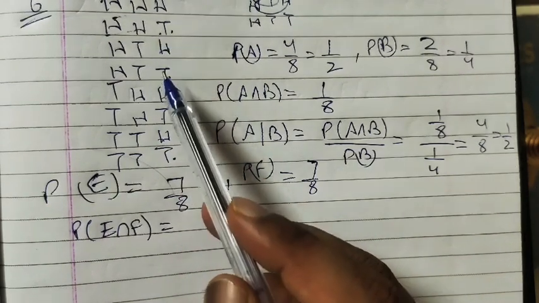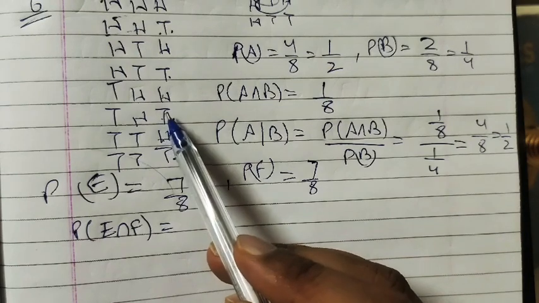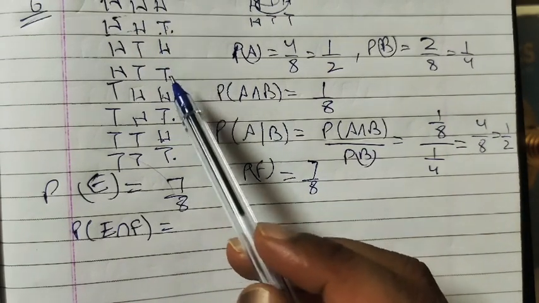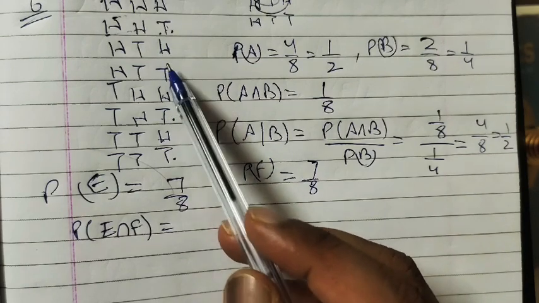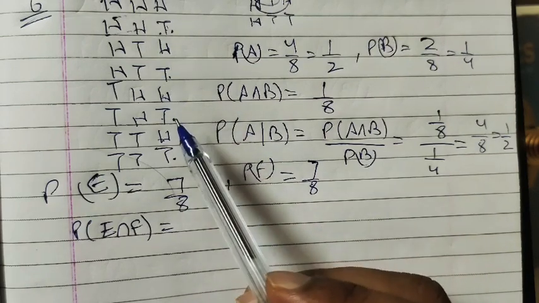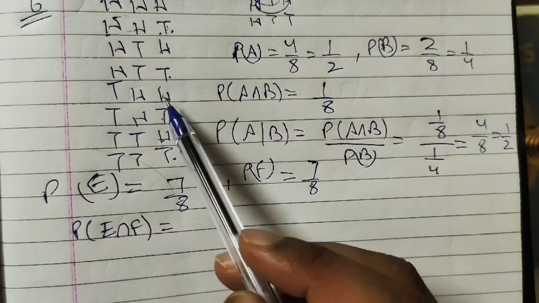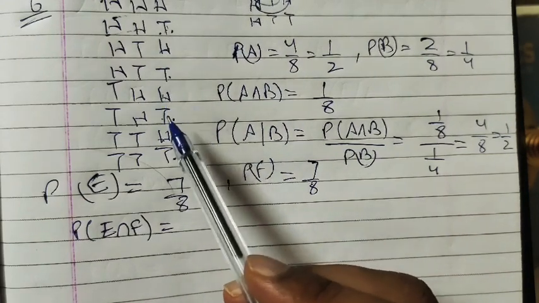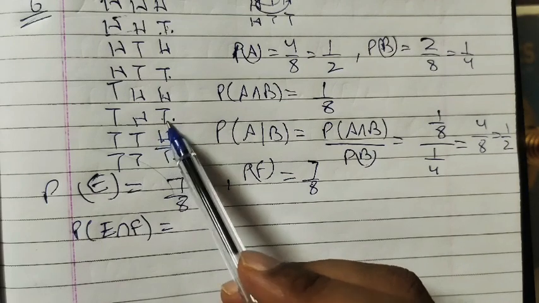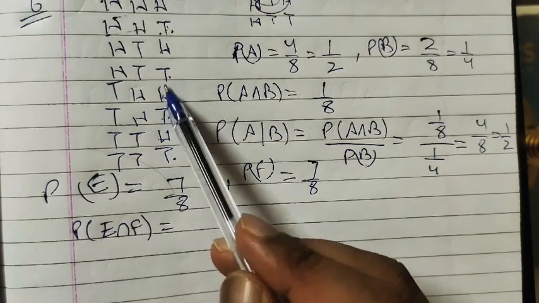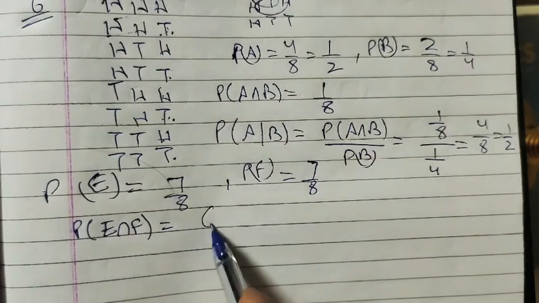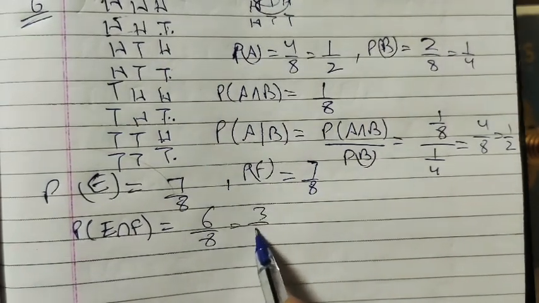So the 1 tail probability is 1, 2, 3, 4, 1, 2, only 2 for 1 tail, and 3, this one, 1, 2 and 3, and 2 tails 4, 5, 6. So 6 upon 8, 3 upon 4.